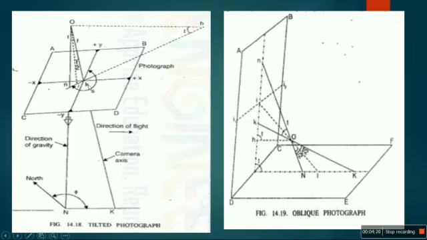Just observe here. This is the photograph plate and this is our ground. Here the camera is mounted at some height. This is slightly tilted with respect to the camera axis. The actual camera axis is here. It is slightly tilted, taking the pictures of the area. This is called a tilted photograph. The maximum angle of the tilted photograph is 3 degrees.